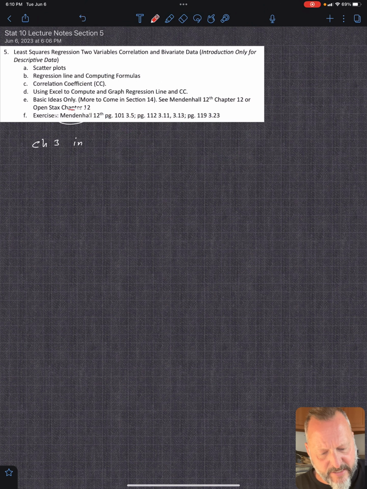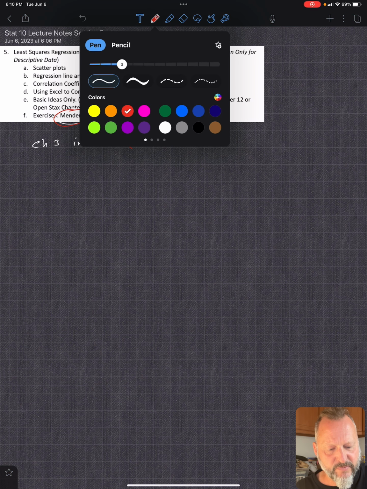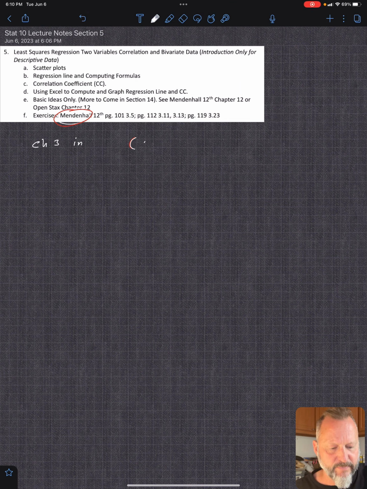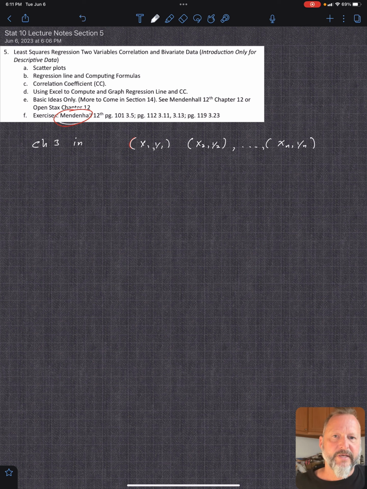Take a look at that. The first part is really just how you display data if somehow you have a correlated data set. So basically what you end up with is ordered pairs. If you have a bunch of ordered pairs in your data set, x1, y1, x2, y2, etc., through xn, yn, then you can display the data in a certain way. That's really all it's talking about for the first part.